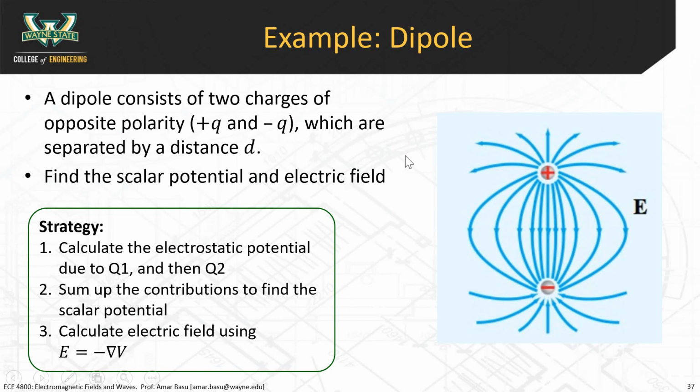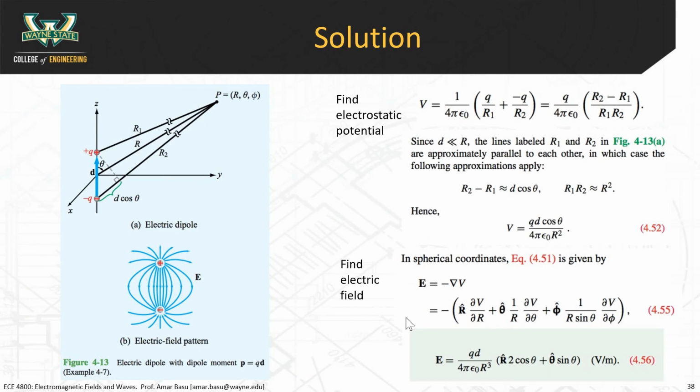So for this dipole, we can calculate the electrostatic potential due to Q1, then calculate the electrostatic potential due to Q2, and then sum up the contributions to find the scalar potential. And then we can also calculate the electric field using the relationship from earlier, E is equal to the negative gradient of V. This solution I'm not going to do by hand. I'm just going to walk you through some of the important parts of it.